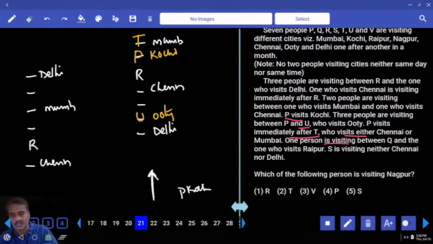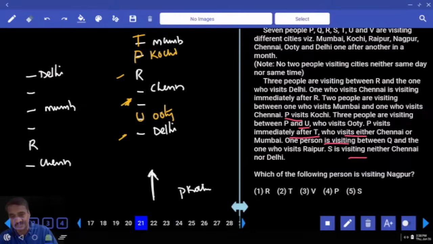1 person between Q and Raipur. Now between Q and Raipur, there must be exactly 1. And where can I have this Q? Now Q can be either here or here, 2 possibilities. Q is here, R is Raipur. Or if Q is here, this person is Raipur. And 2 possibilities.